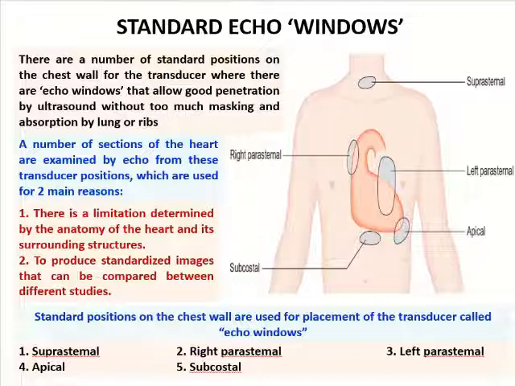So, with respect to efficient displays, we have five echo windows available. They are namely suprasternal, right parasternal, and left parasternal. The fourth one is apical, and the fifth one is subcostal. So these are named echo windows where we have to keep the transducers to analyze the function of the heart.